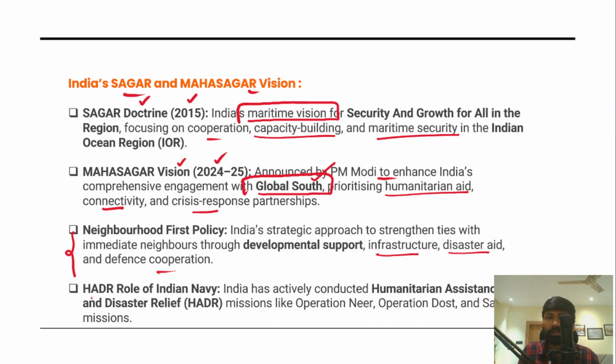And the humanitarian assistance and disaster relief role of the Indian Navy. The Indian Navy has been playing a very pivotal role. India has actively conducted humanitarian assistance and disaster relief missions like Operation Neer, Operation Dost, and SAGAR missions. Operation Dost has already been conducted with respect to Turkey, and Operation Neer provided drinking water to Maldives. Therefore, all these operations have been successfully conducted by the Indian Navy.